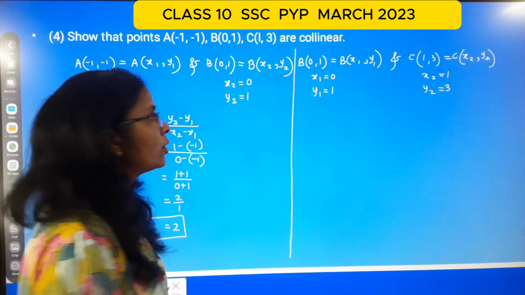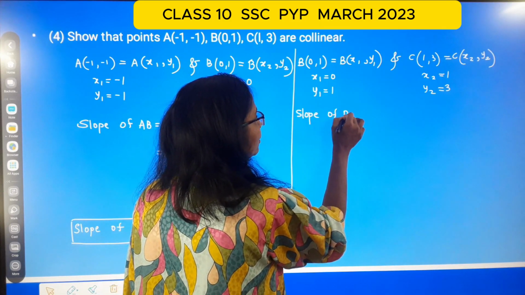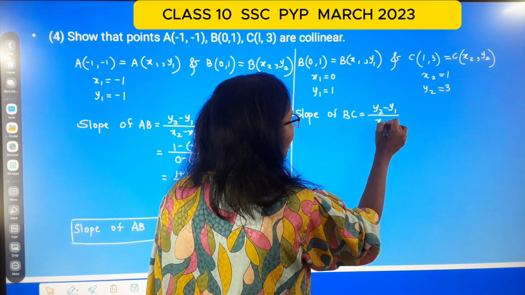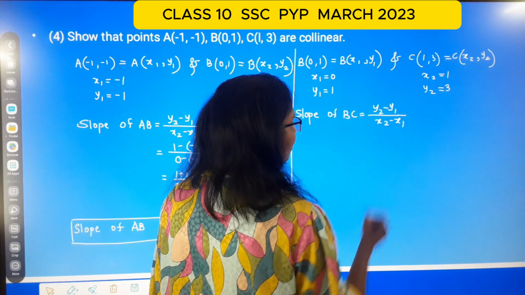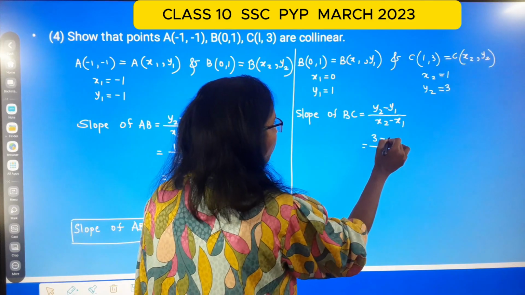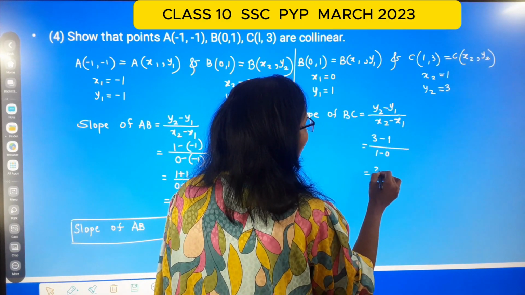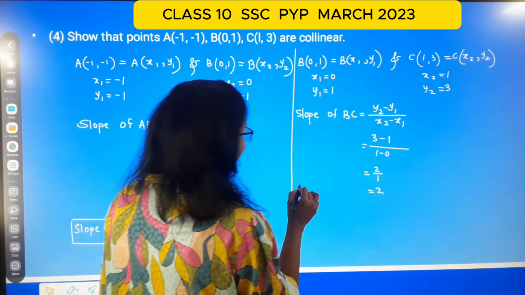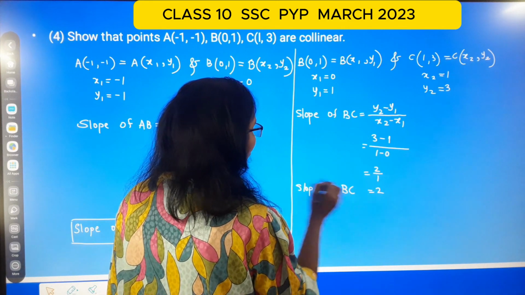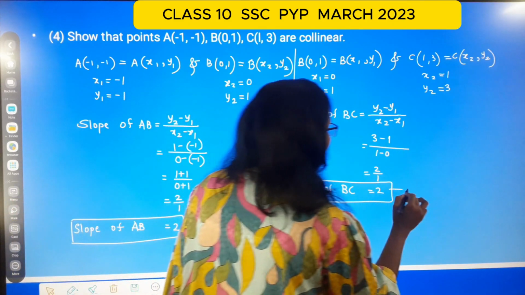Okay, then use the same formula for calculating the slope of BC, that is y2 minus y1 upon x2 minus x1. Okay, then here that is 3 minus 1 and 1 minus 0. So that means 2 upon 1, which is equal to 2. That is slope of BC. Slope of BC. So here, students, see that we call it as first and here call it as 2.